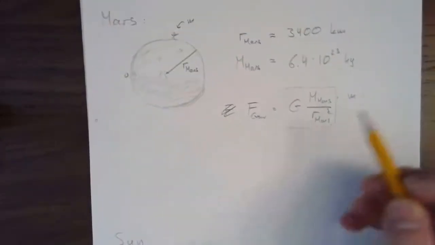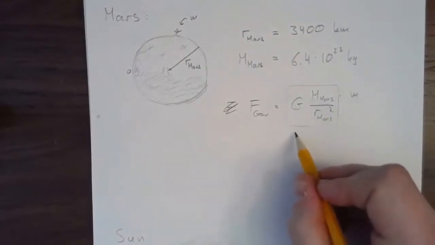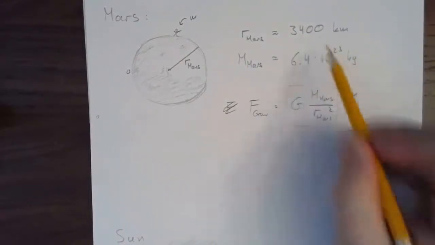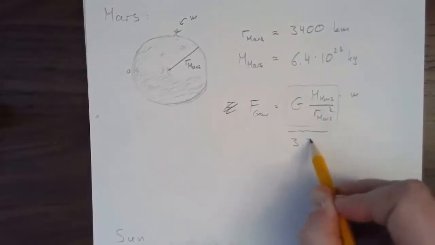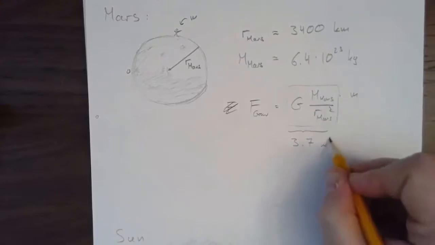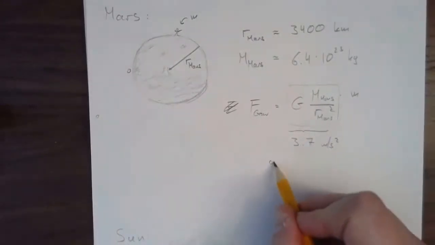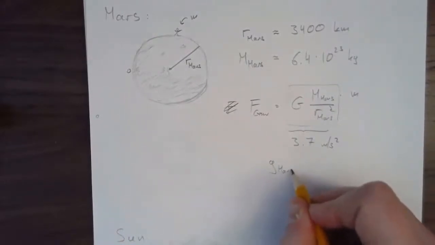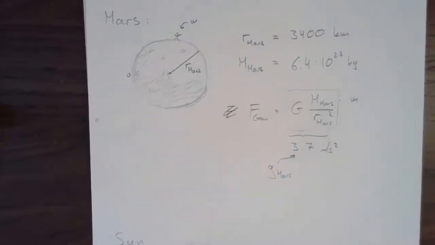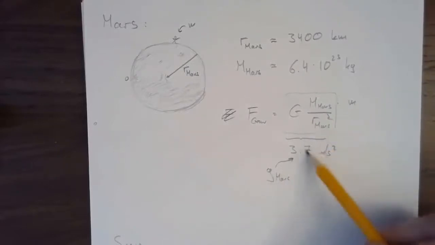You work out what those are, and they come to, again, just pause the video, plug in the values, make sure you convert to meters. You're going to end up with something like 3.7 meters per second squared. Right, so this is your value, little g for Mars, the acceleration due to gravity on Mars. Again, you could go to Mars and measure it. But if you know the mass of Mars and G, then you can calculate it.